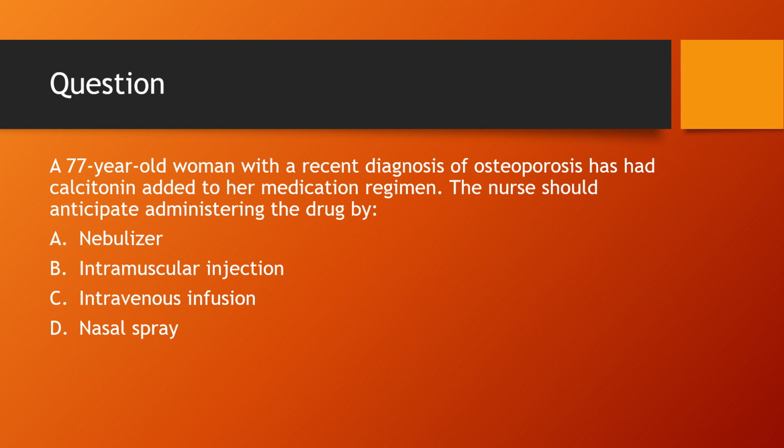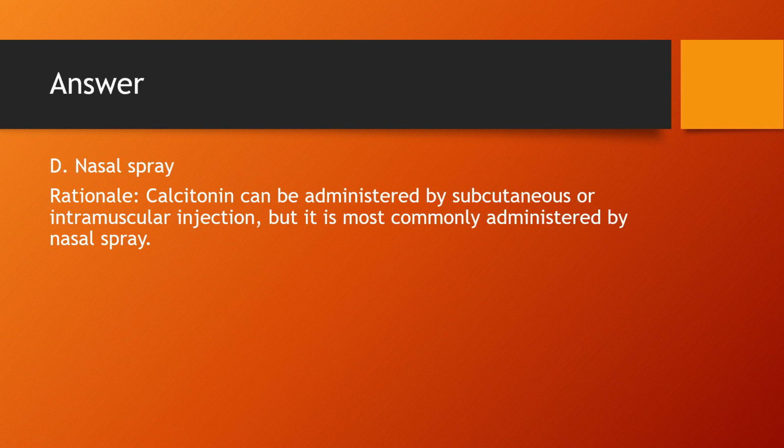Okay, here's another question. A 77-year-old woman with a recent diagnosis of osteoporosis has had calcitonin added to her medication regimen. The nurse should anticipate administering the drug by A, nebulizer, B, intramuscular injection, C, intravenous infusion, or D, nasal spray. The answer is D, nasal spray. It can be administered by subcutaneous or intramuscular injection, but it's most commonly administered by nasal spray.